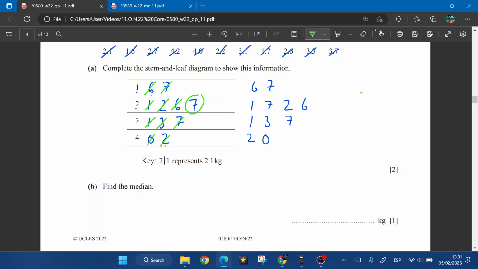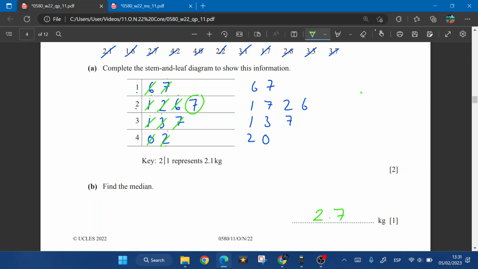Okay, we've got 1, 2, 3, 4, 5 that is smaller. 1, 2, 3, 4, 5 that is bigger. So the answer being here 2.7. Let me just write that nicely. 2.7. There's another way of doing this, right?